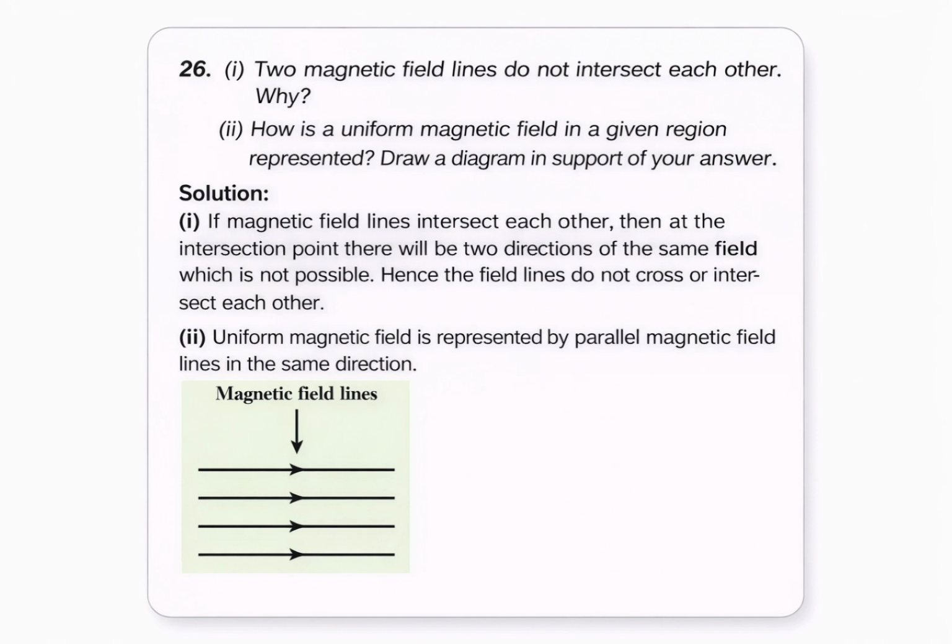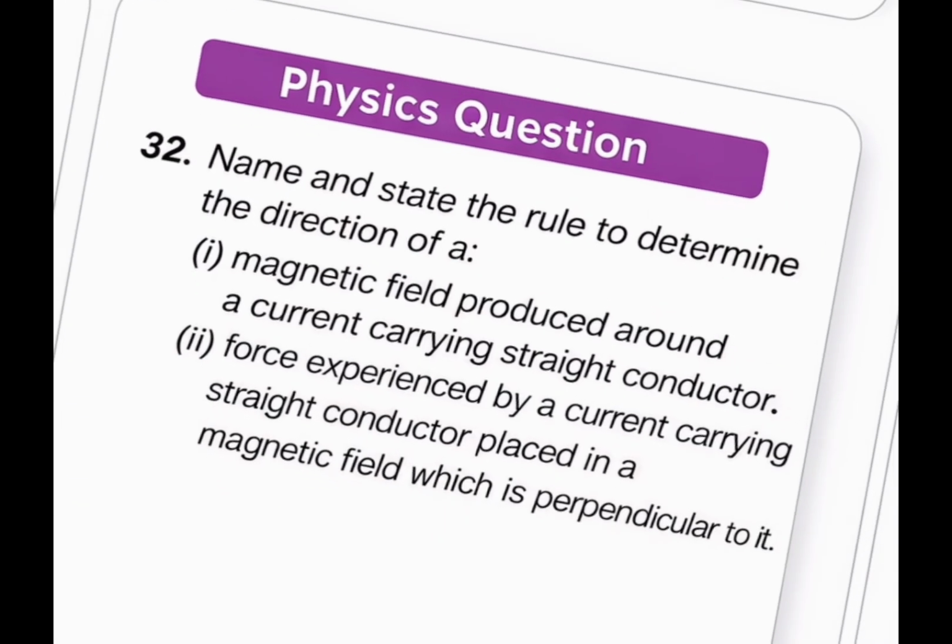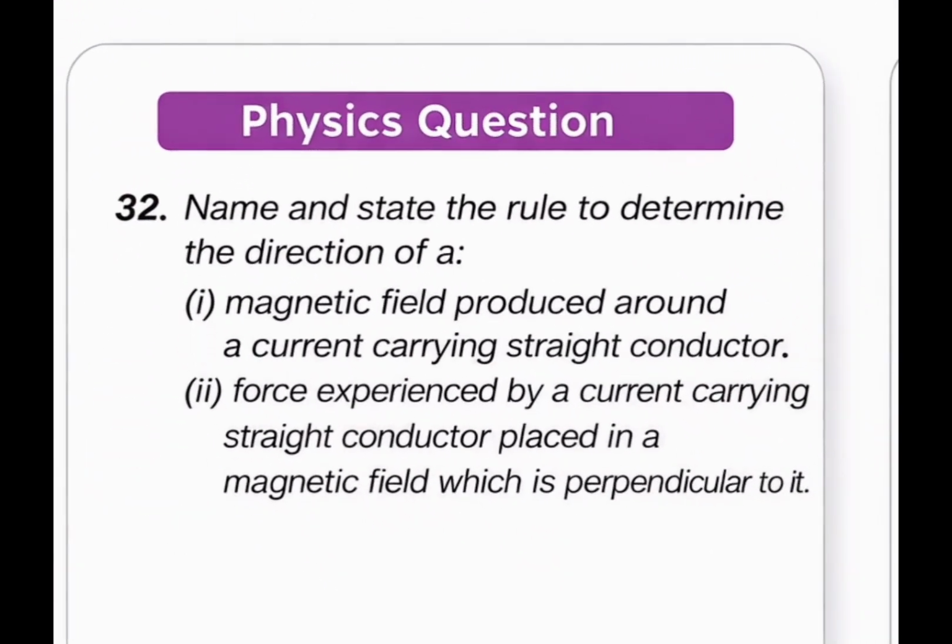Okay, now let us move to question number 32. The question is, name and state the rule to determine the direction of the magnetic field produced around a current carrying straight conductor. And one more question they have given: the force experienced by a current carrying straight conductor placed in a magnetic field which is perpendicular to it. Let us understand them one by one.